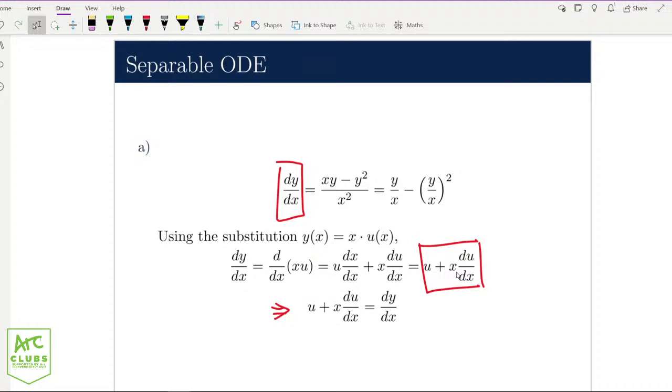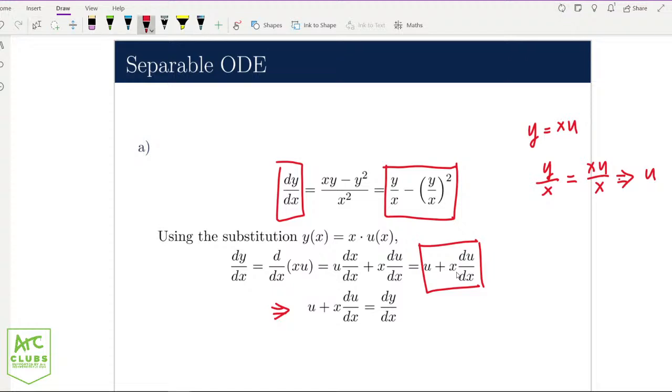Right, then this particular right-hand side of the equation, we can also simplify using the fact that y is just equal to xu. So if we have y on x, and if we make this substitution, then that becomes xu on x, which is essentially just u. Similar thing with the second term over here. So we can actually replace this right-hand side with u minus u squared. So now we have a function that's entirely in terms of u and x.